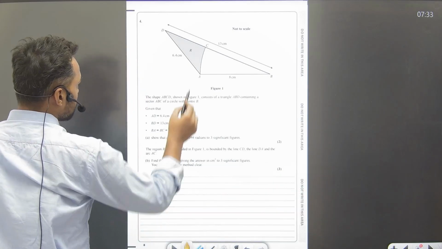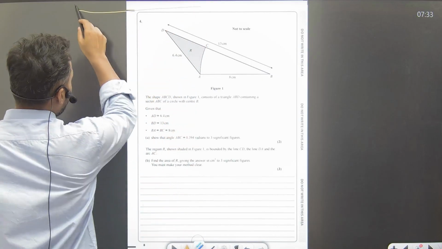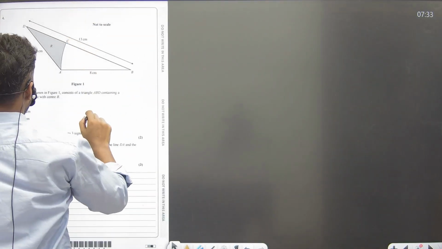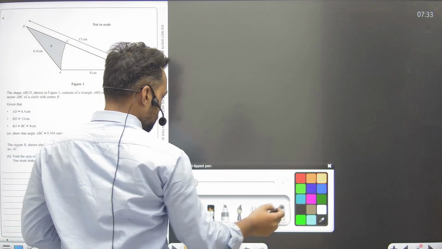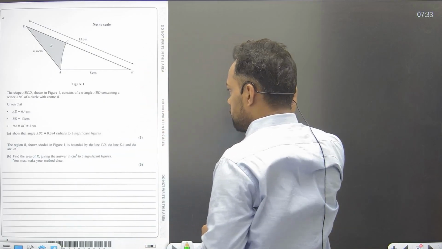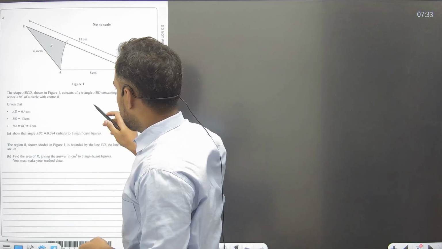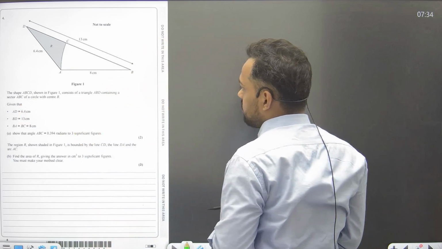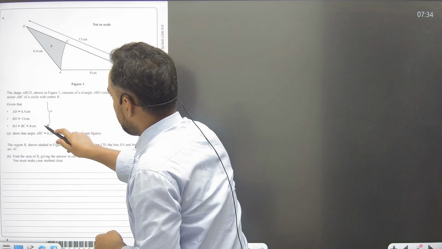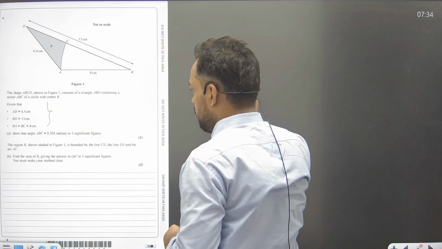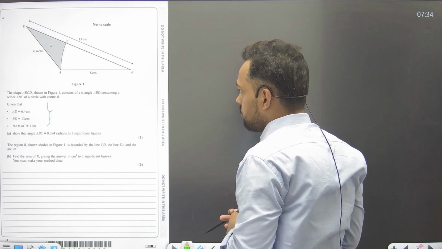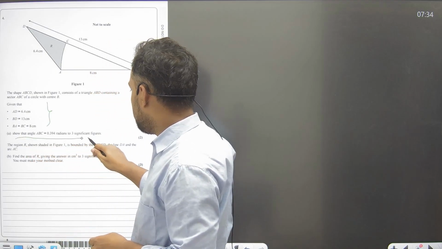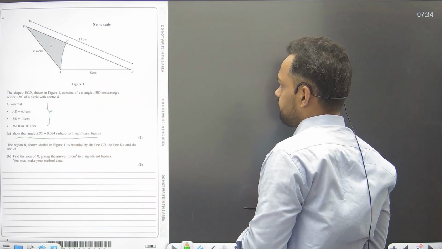So now the next question is, we need to find the... they have given a certain shape here: triangle ABD containing a sector ABC of a circle with center B, and they have given certain numeric values here, student. AD equals 6.4, BD equals 13, BA equals BC equals 8. First, what we need to show is that the angle ABC is 0.394.